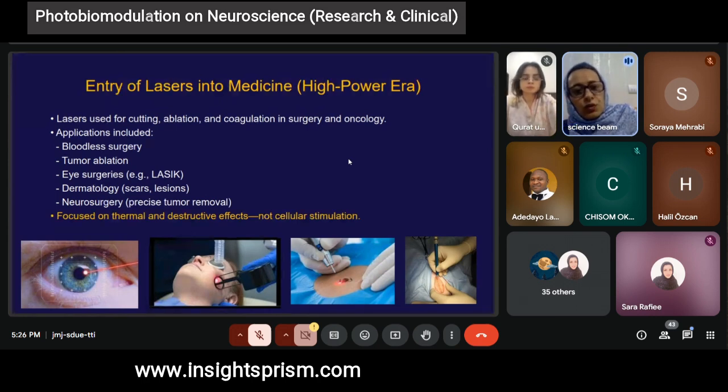And also for dermatology it can be used, and cosmetics. And for neurosurgery or precise tumor removal, you can use the high power laser. This kind of laser focuses on thermal and destructive effect, not cellular stimulation. When we are using a high power laser, we are dealing with a destructive approach.